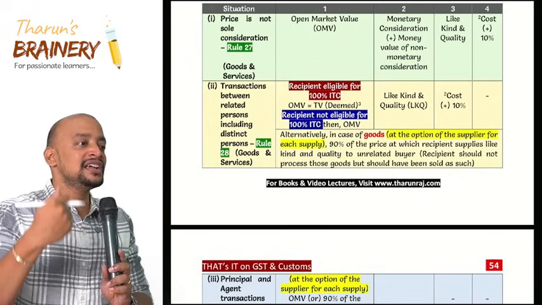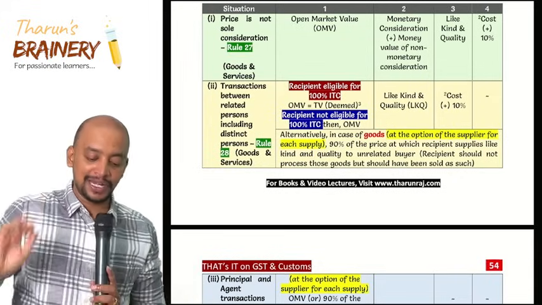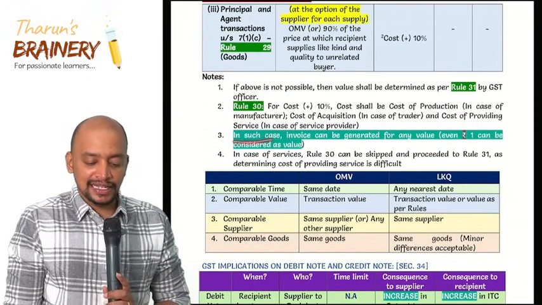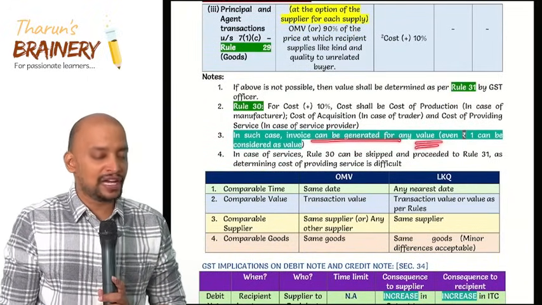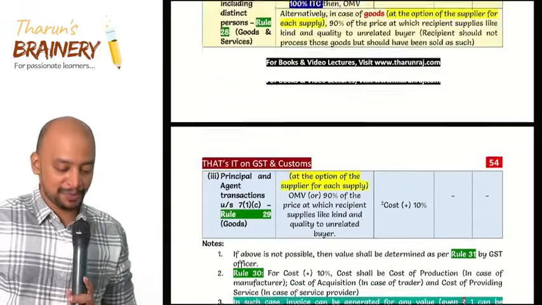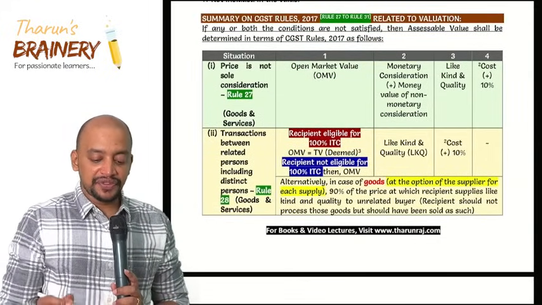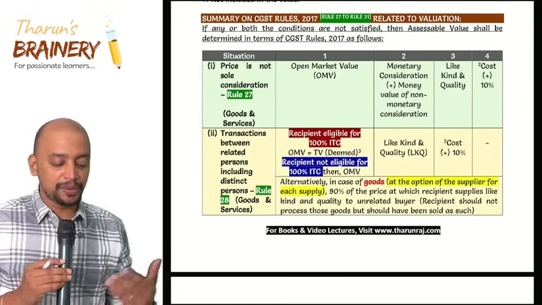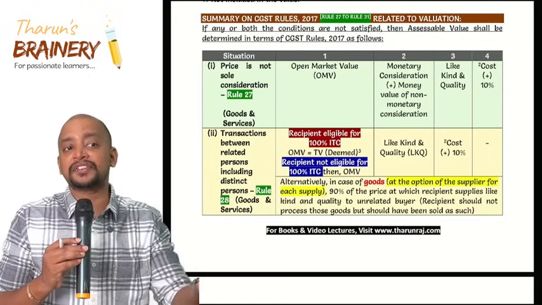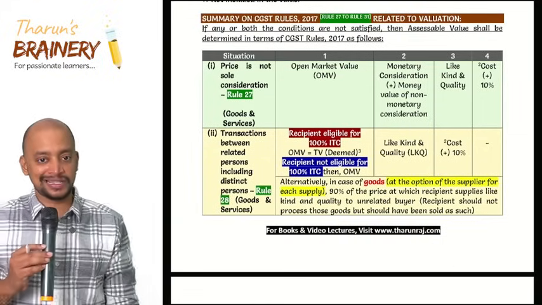In that case, can we report an invoice with 1 rupee? Yes, a 1 rupee invoice also can be taken. That's what I have given here. In such a case, the invoice can be generated for any value. Even 1 rupee can be considered as the value for this purpose. So that is here. And next, if the recipient is not eligible for 100% ITC, then what do we need to do? If the recipient is eligible for 100% ITC, open market value should be taken as the transaction value.